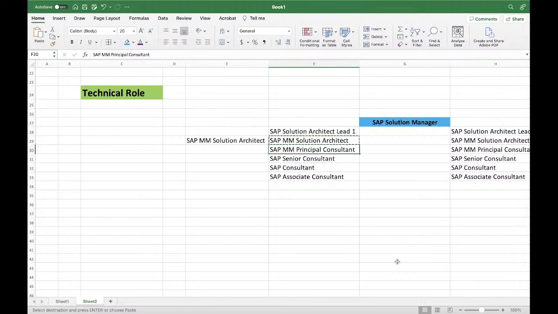So SAP principal consultant: few companies will have the principal consultant role, otherwise it can be directly solution architect. When you're coming to 8 years, 10 years plus, most of the people will be in this role. Okay, I'm in this stage now. So principal consultant, solution architect, or a few projects giving solution. Okay, so the next role will be architect lead.